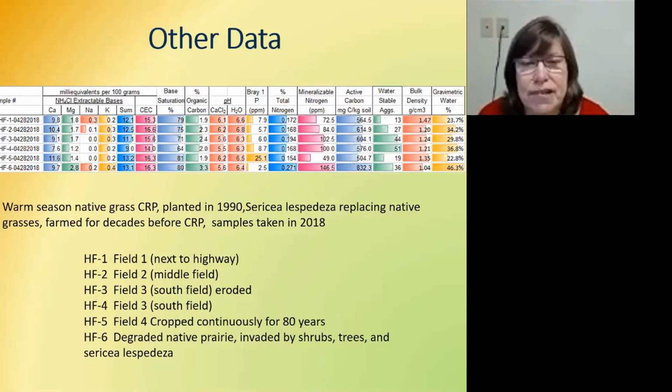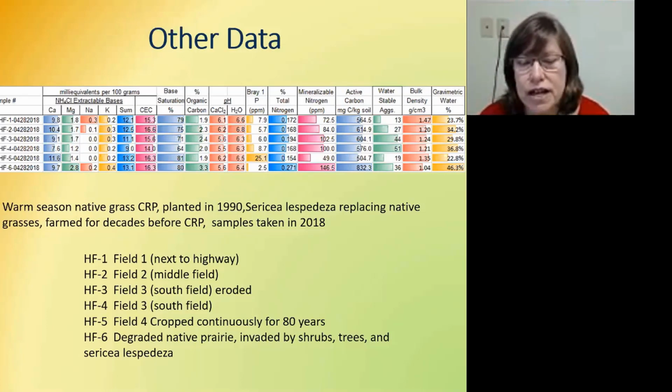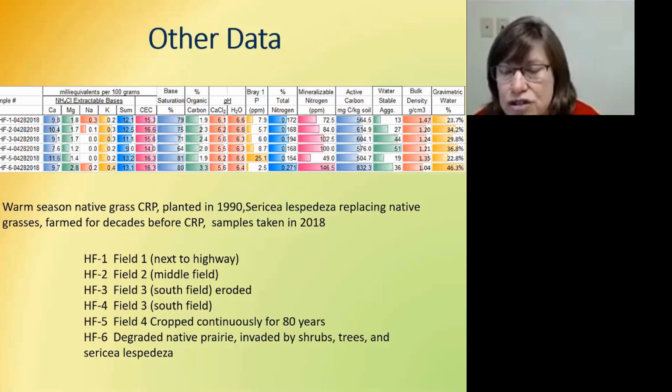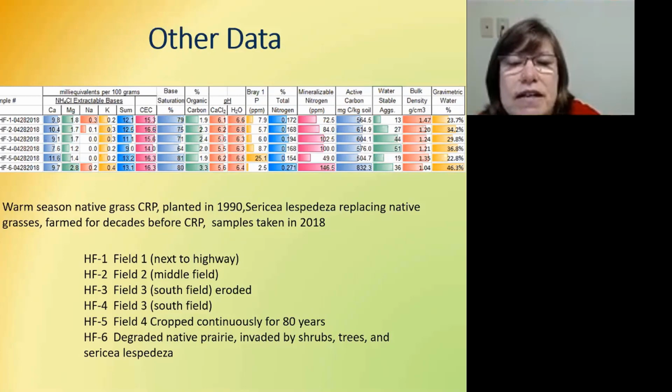And it's surprising to me that the south field, the uneroded one, was just as high or higher in a lot of these factors as the native prairie. A lot of times we will see that native prairie has twice the total PLFA of restored native grasses, even if it's been 20 years. I don't know if it's because of the invasion of the shrubs and trees and Lespedeza that it wasn't always showing higher soil health or higher microbial counts. But you know, not all data is perfect.